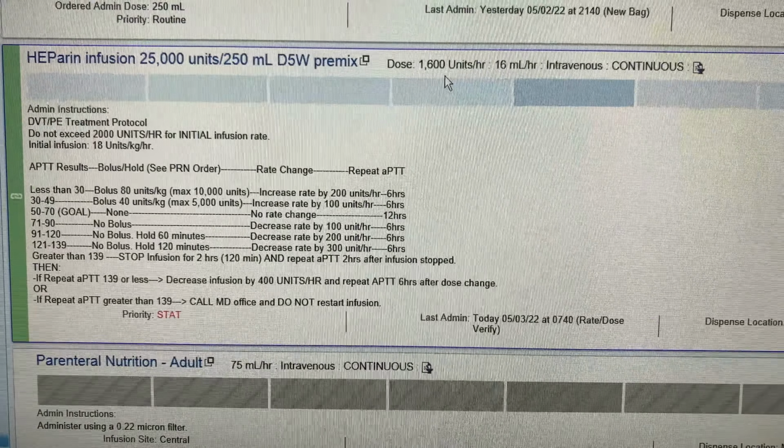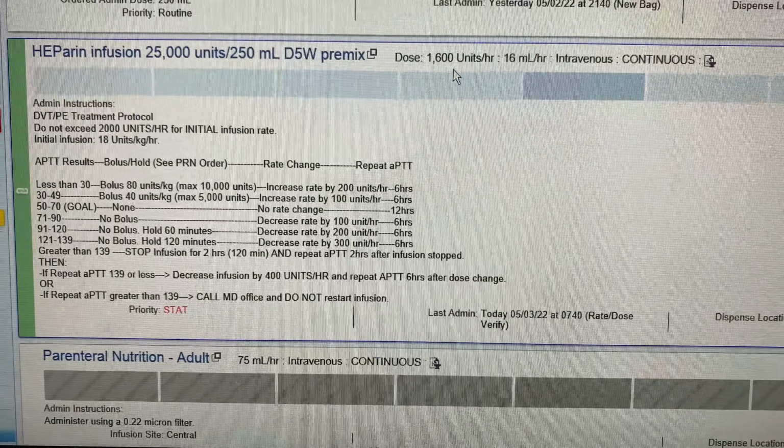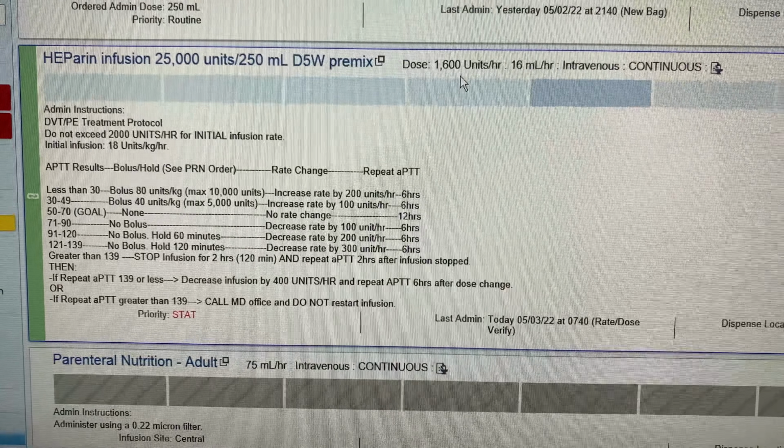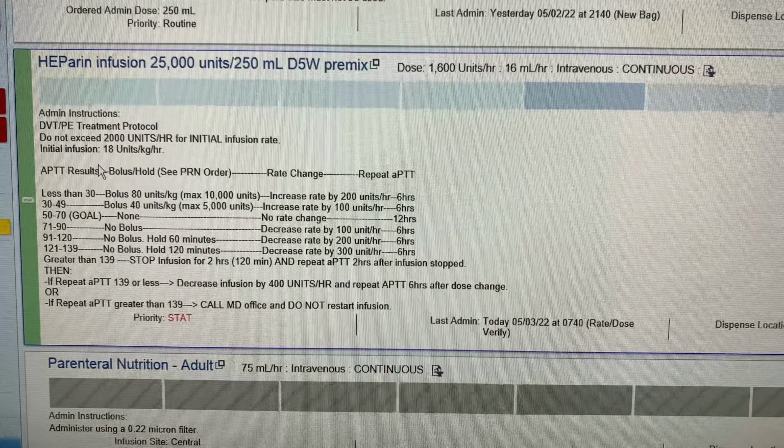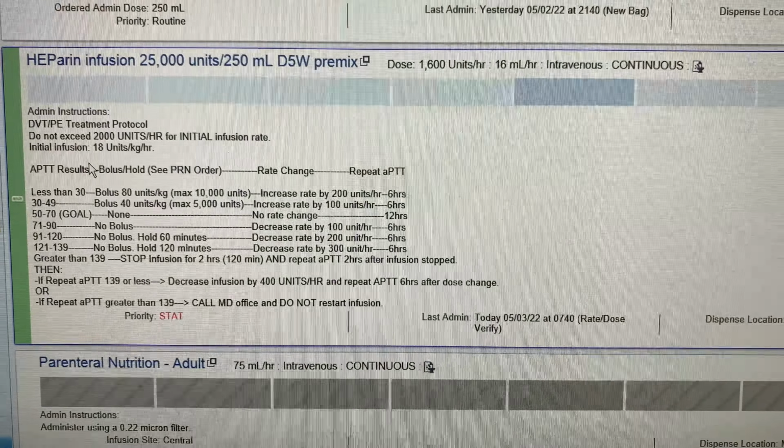Hi guys, so just wanted to show you really quick what a heparin order looks like for those of you that are not too familiar with it. So this is an actual order for a patient that is on a heparin drip.